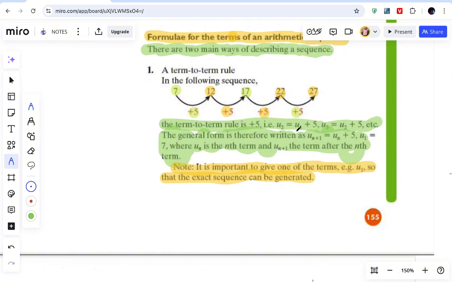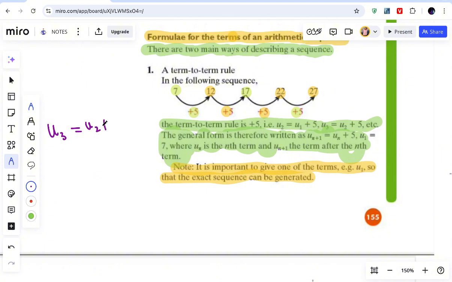That is, U2 equals U1 plus 5. If you want the second term, you say first term plus 5. If you want the third term, you say second term plus 5. So if you want the third term, we're using U3, you say U2, which is the second term, U2 plus 5. Simple way: U3 equals U2 plus 5.